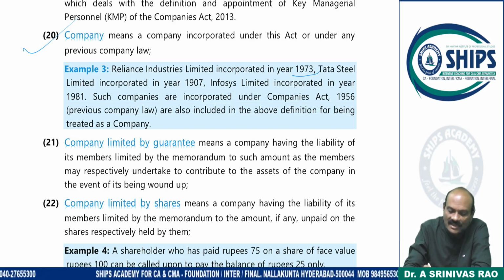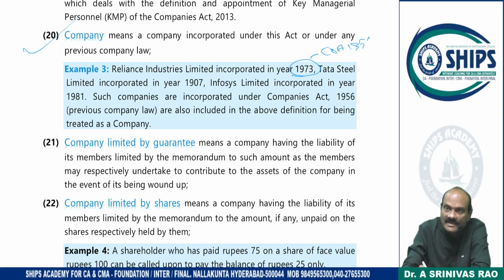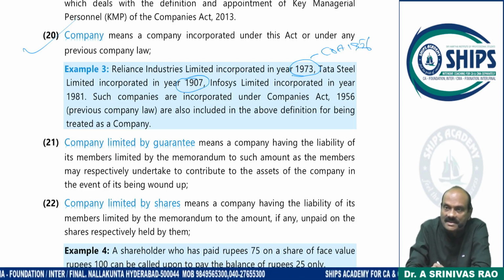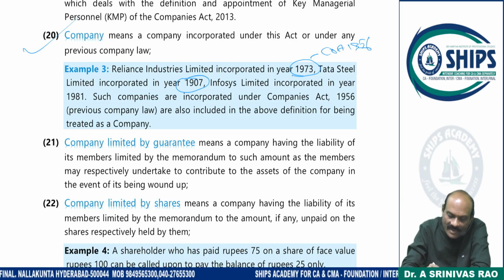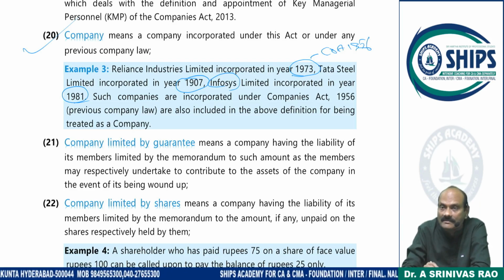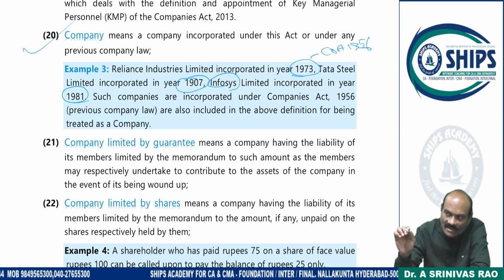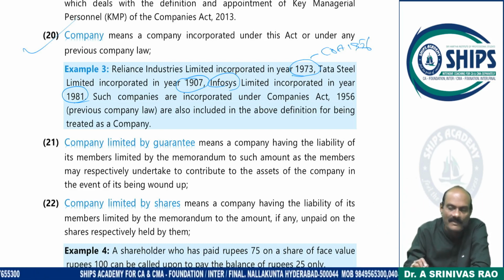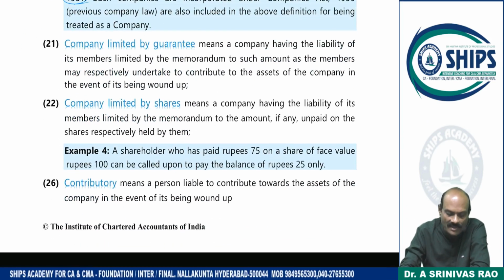RIL came into force in the year 1973. It was registered under the Companies Act 1956. Another one is Tata Steel, 1907. Again, this is prior to 1956. Other one is Infosys, incorporated in 1981 under the 1956 Act. Any company which is registered either under the Companies Act 2013 or under any previous company law, they all come under the administration of the Companies Act. This definition you have to learn.